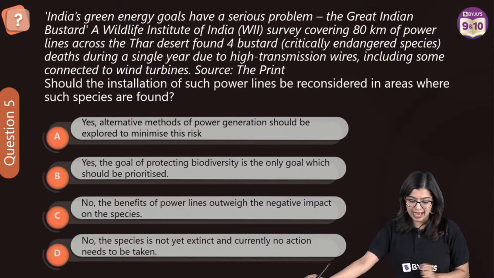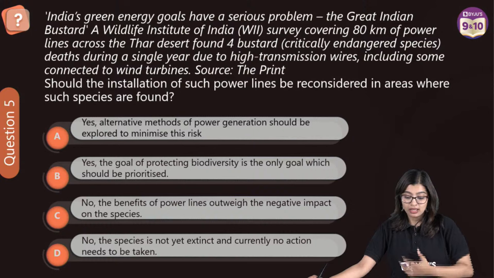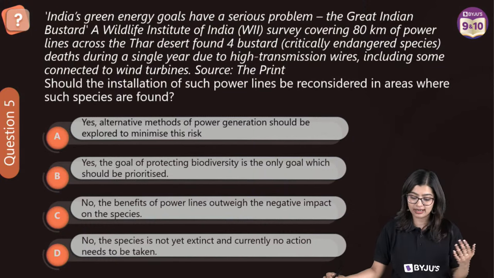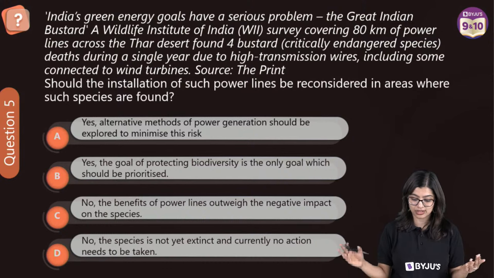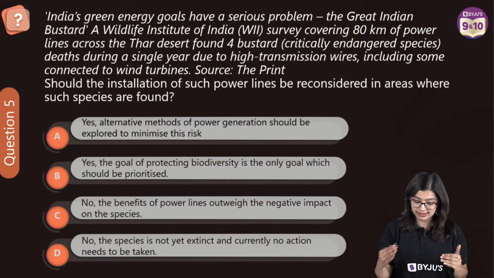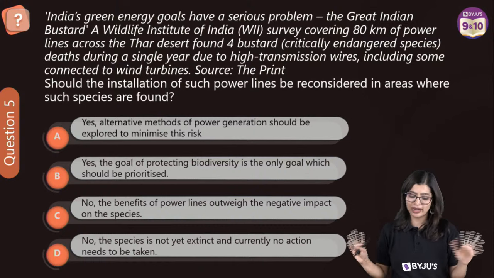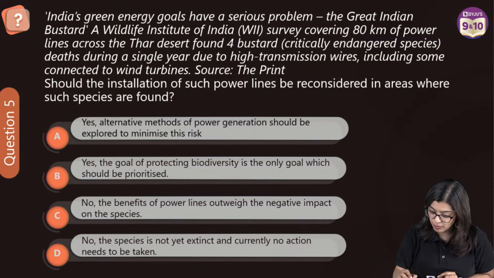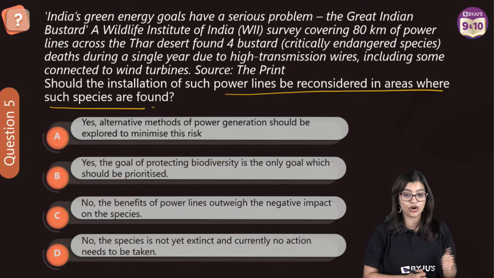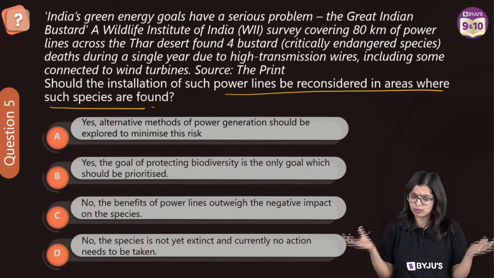Now, next up, we have, okay, let's have a look at this. India's green energy goals have a serious problem. The Great Indian Bustard, a Wildlife Institute of India, conducted a survey covering 80 kilometers of power lines across Thar Desert and found out that 4 bustards were critically endangered species and there were 4 deaths that occurred during a single year due to transmission wires that included some which were connected to wind turbines. Now, should installation of such power lines be reconsidered in areas where such species are found? Yes or no? Yes, alternative methods of power generation should be explored to minimize the risk.